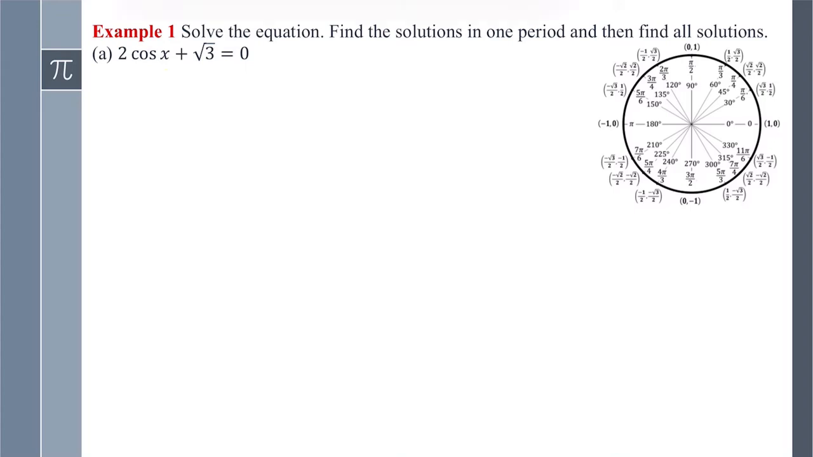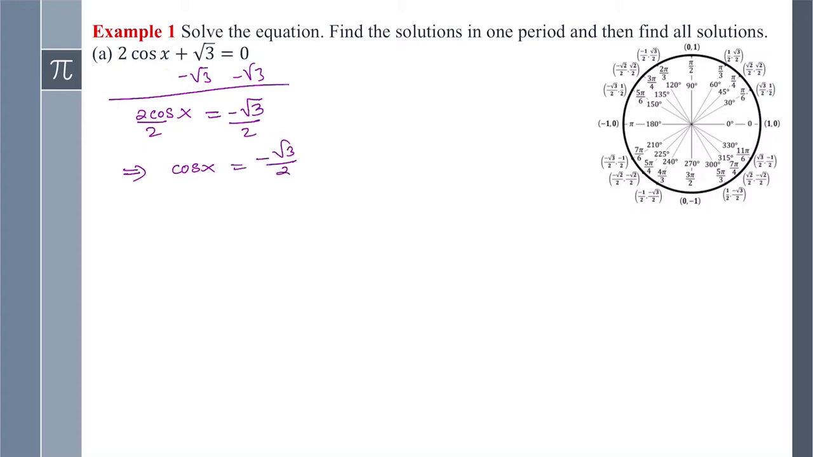First, we'll subtract the square root of 3 from both sides, and that gives us 2 cosine x equals negative square root of 3. Then if we divide by 2 on both sides, we get cosine x equals negative square root of 3 over 2. Now we want to find the exact value, so we'll use the unit circle.